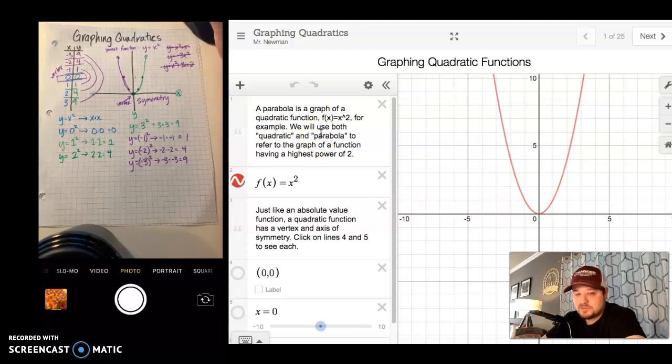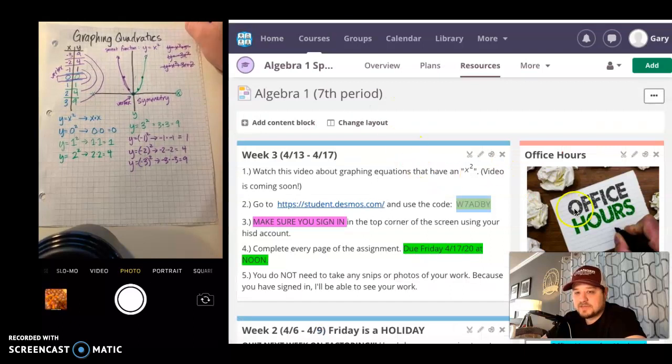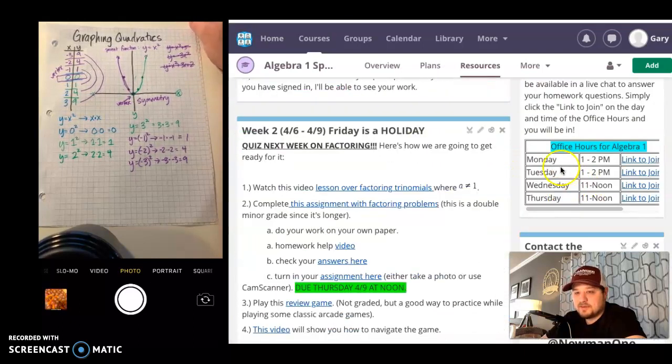And if you have trouble with problems, of course, come to office hours. You can see the office hours schedule right here for Algebra 1. It looks like Monday, which is the day most of you are going to get started, so I doubt that you'll be able to come into office hours on Monday. Tuesday at 1 o'clock, Wednesday at 11, Thursday at 11. If you wait till Friday, you're not going to be able to get help from me because Friday I have meetings and I have to grade all your stuff because it's due at noon, right? So make sure that you're coming into office hours.